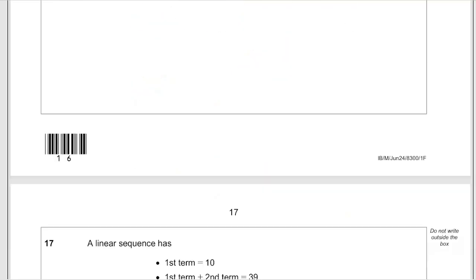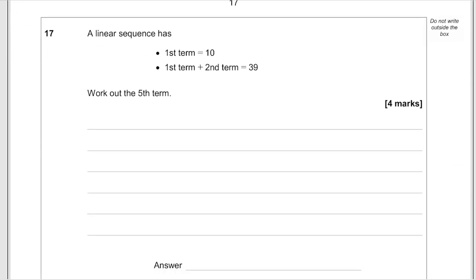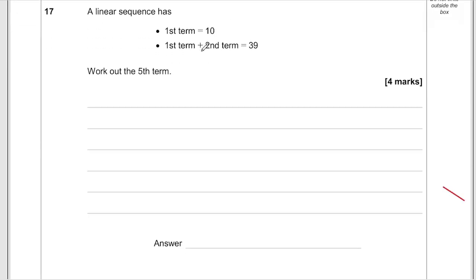17. So a linear sequence has the first term being 10. So that's the first term. The first term plus the second term is 39. Okay, so I know 10 and 29, if I add those two together, that gives me 39. So I know that must be 29.